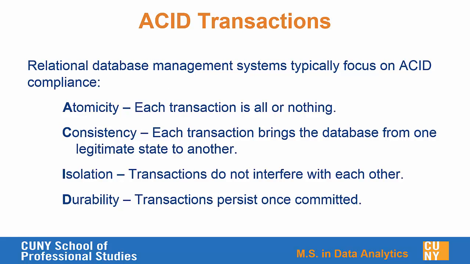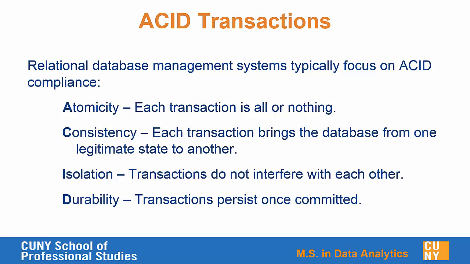Relational databases focus on ACID compliance, in particular atomic transactions where each transaction is all or nothing. It either happens or it doesn't. It focuses on consistency so that the database is always in a consistent, legitimate state. It focuses on isolation, where transactions don't interfere with one another, and it focuses on durability, where once a transaction occurs, it persists. Those are traditional focus points for relational databases.